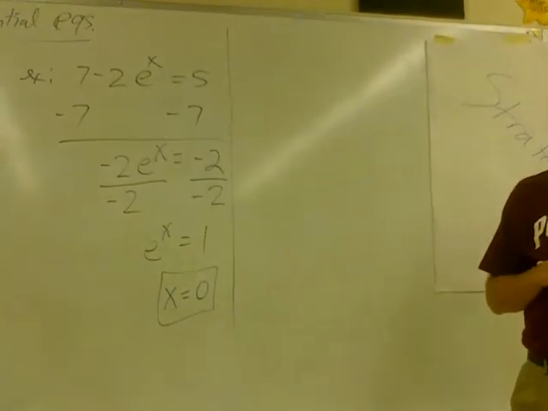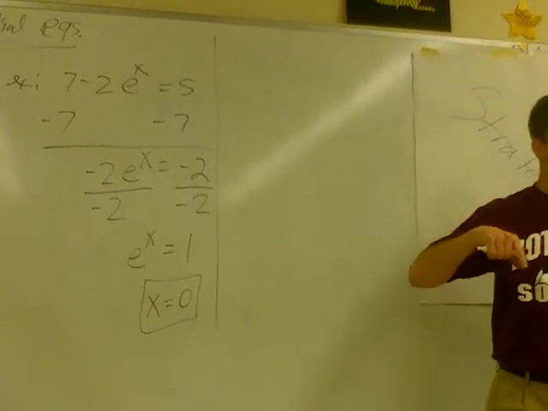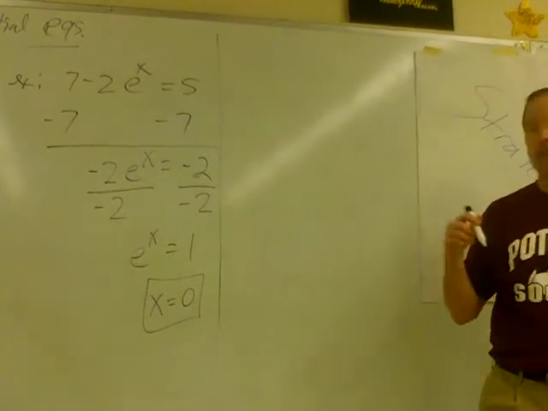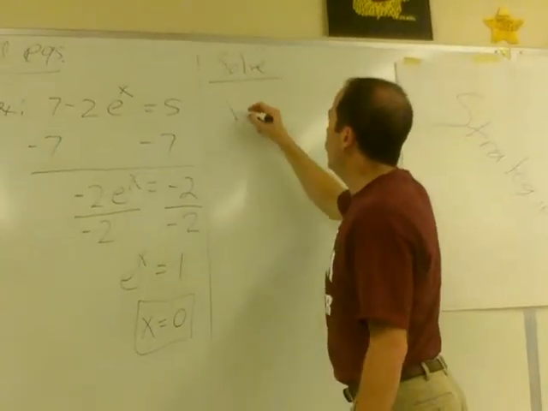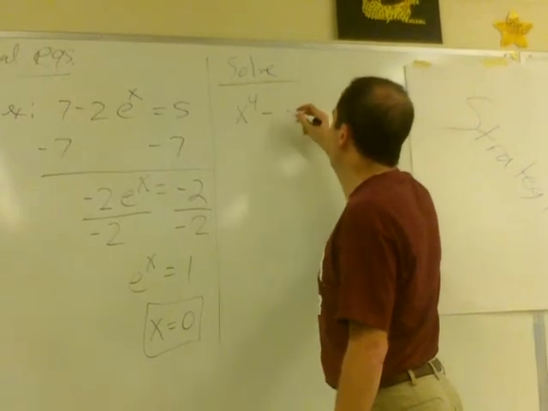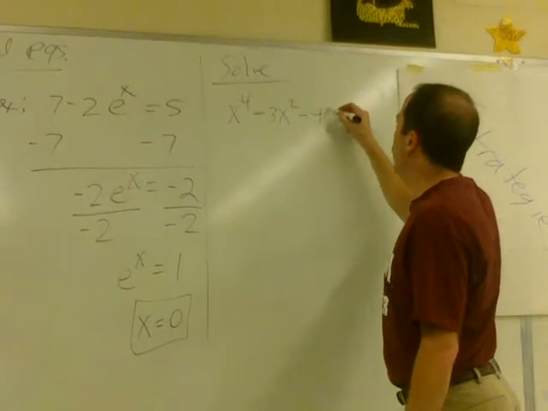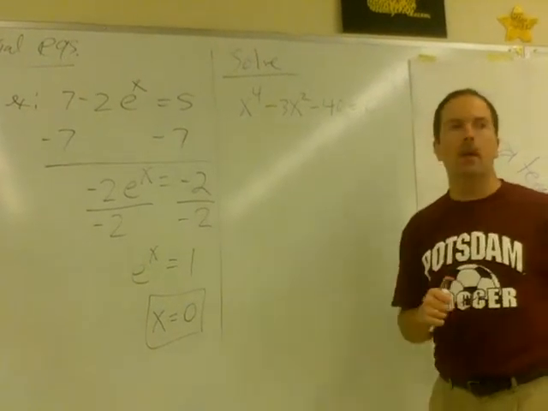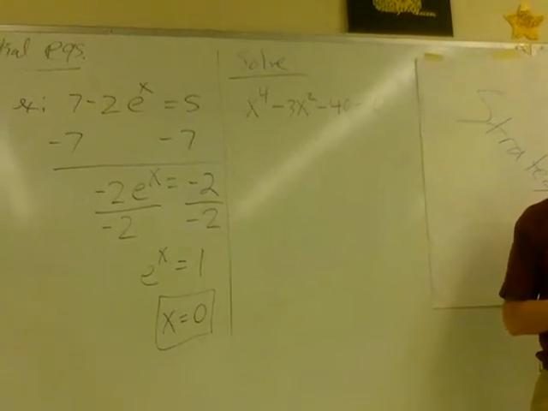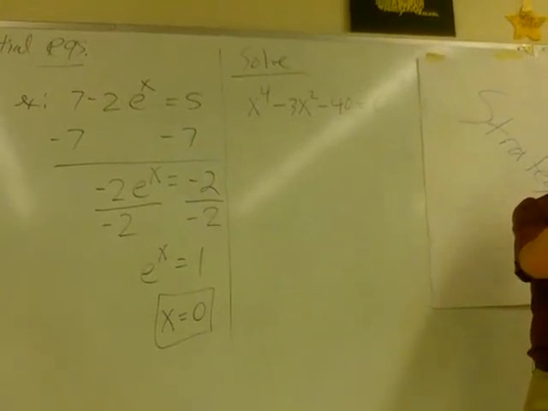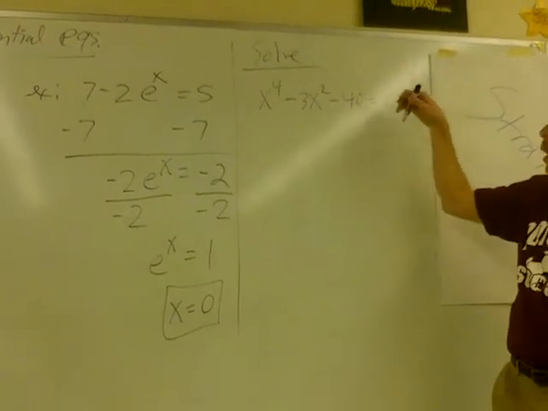Okay. Now, here's where things get a little bit tricky. What I want to do is preview this problem with a problem like we've done before. So, we are going to solve x to the 4th minus 3x squared minus 40 equals 0. How do we do problems like this? This is the u substitution, right? Because we recognize that this is a quadratic-like equation.